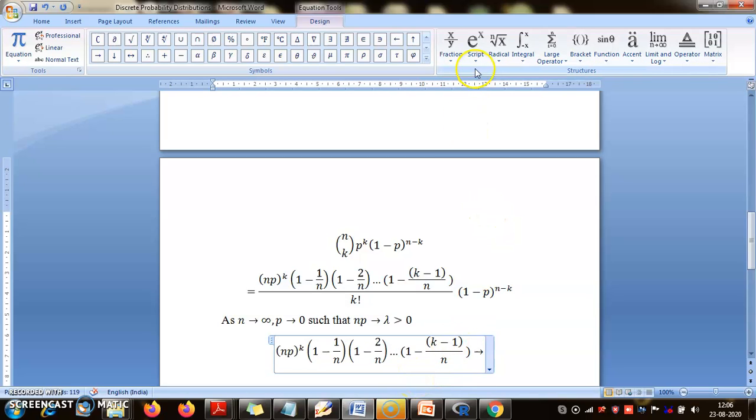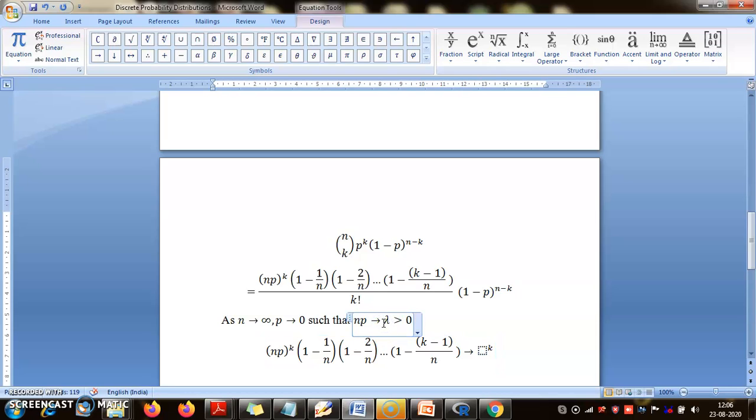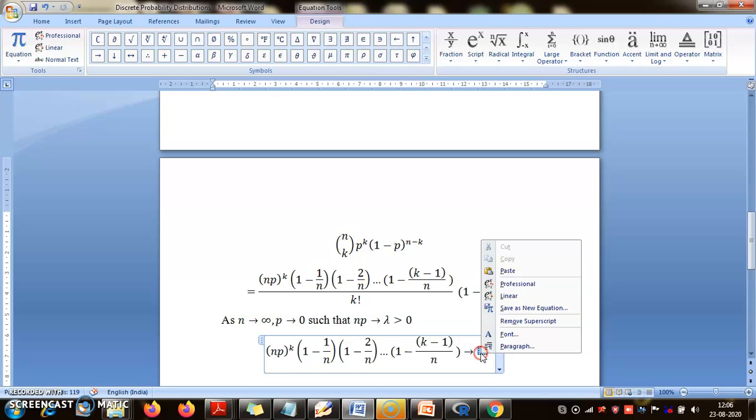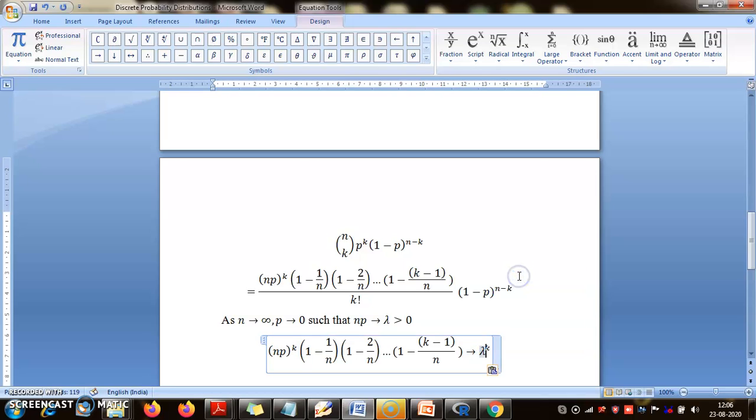So I'll write it like this. Wait, k, and this is lambda. Okay. So I am doing it exactly in the same way I would do on the blackboard, but since here I am using the equation editor, the pace is a bit slow. But then this is as good as it gets. So the numerator, we have found out, goes to lambda to the power k. The denominator is a constant, k factorial, so we need not worry.